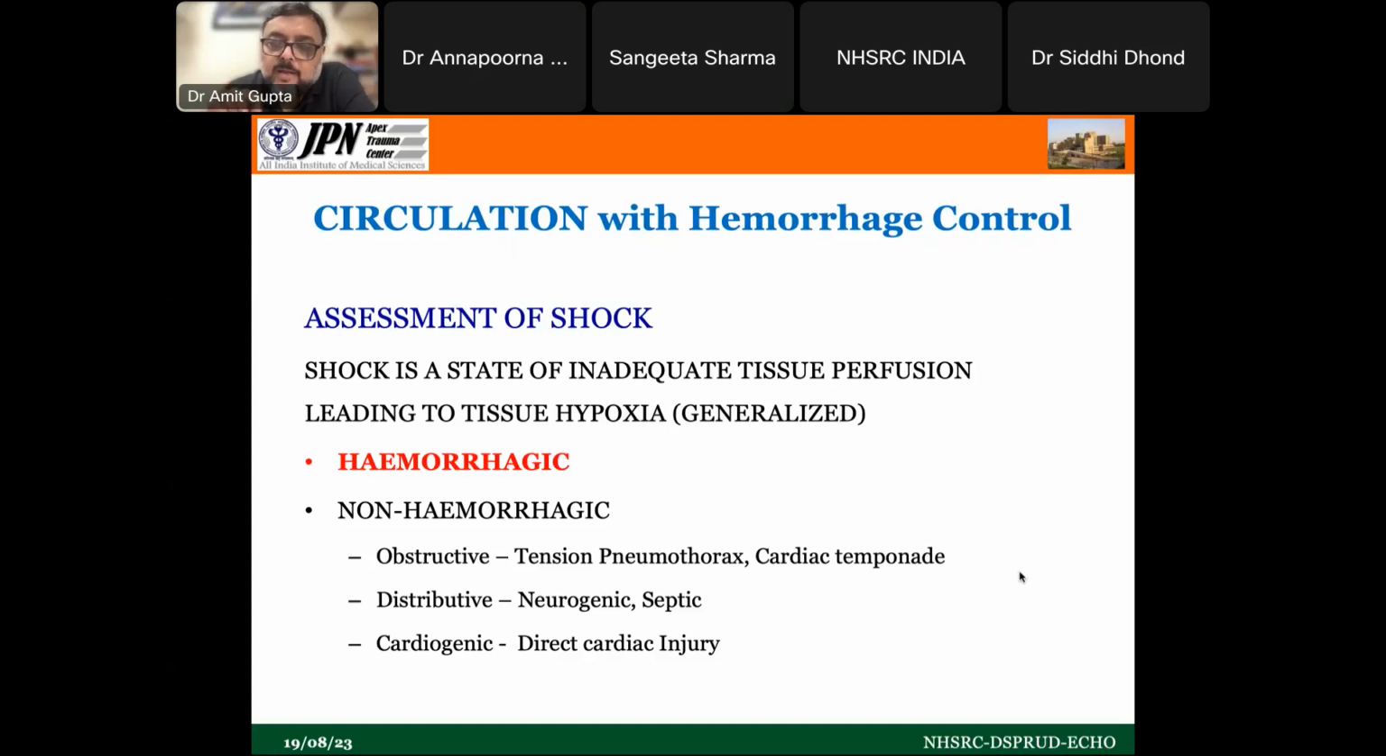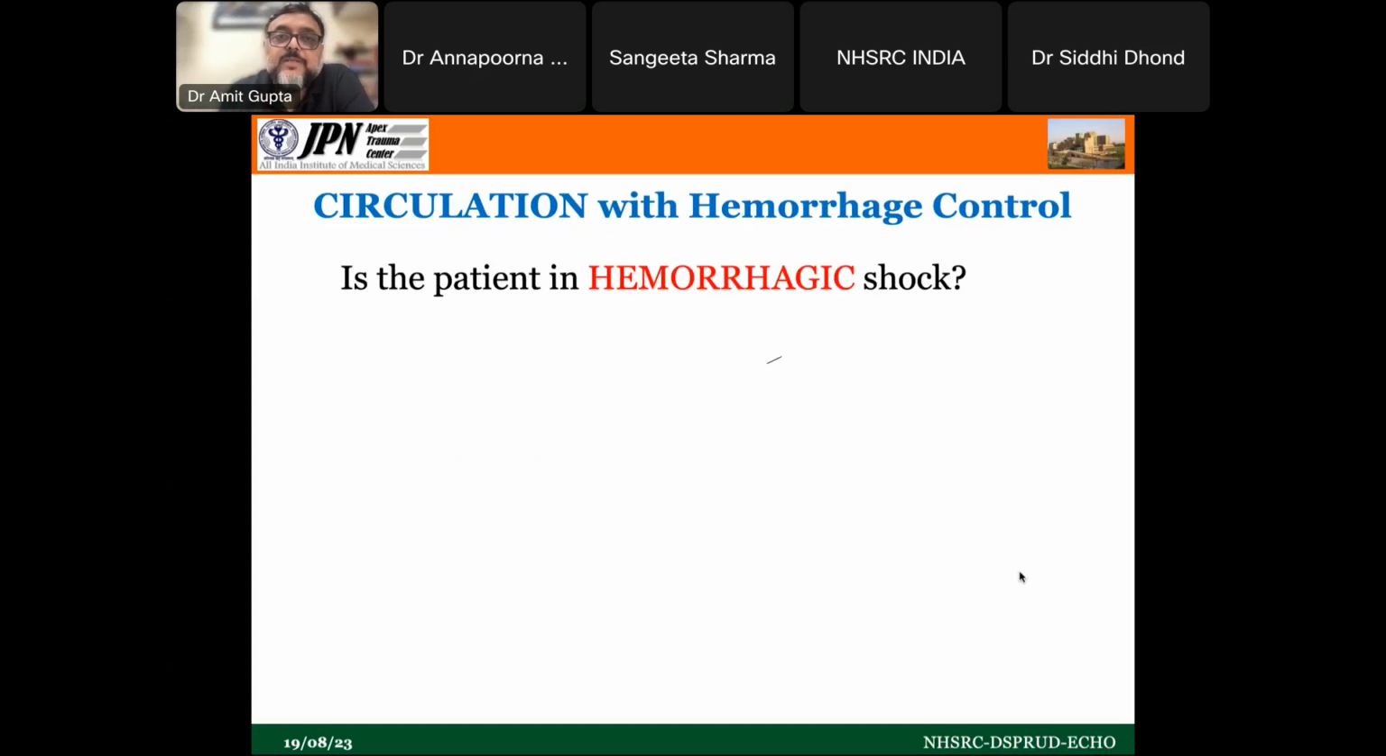In trauma, other types of shock can occur, like obstructive shock, tension pneumothorax and cardiac tamponade, which, I told you, should be identified at the level of B itself, right? Not at the level of C. We are discussing C now. So basically, it can be obstructive, it can be distributive, like neurogenic or septic shock, which will happen later on, or cardiogenic shock because of direct cardiac injury. But you have to rule out hemorrhagic shock. That means whether the patient is bleeding from somewhere or not, until and unless proven otherwise in a trauma patient.